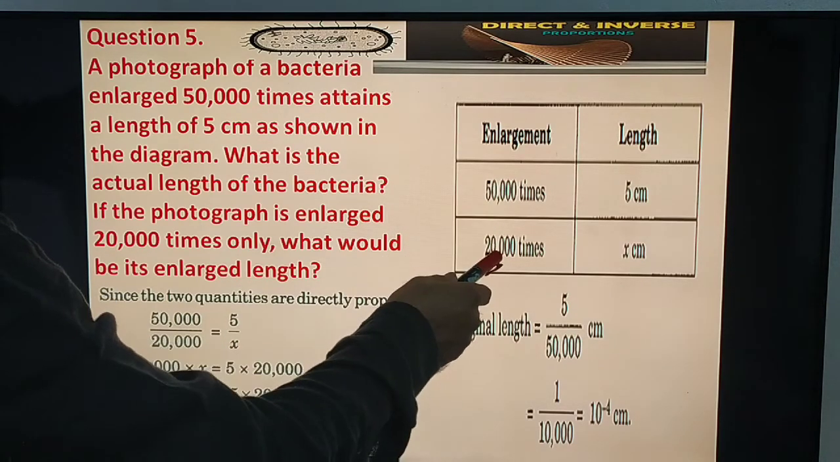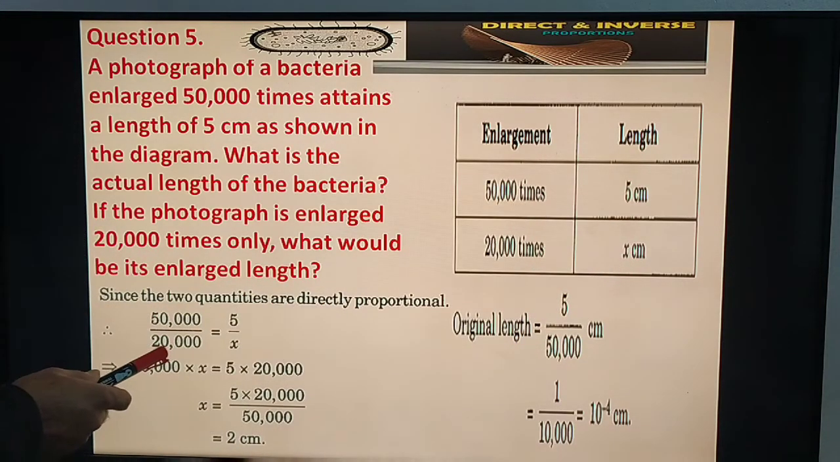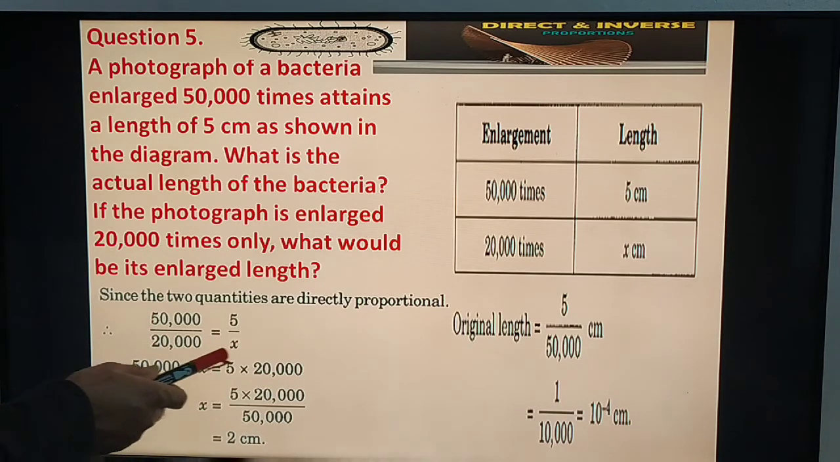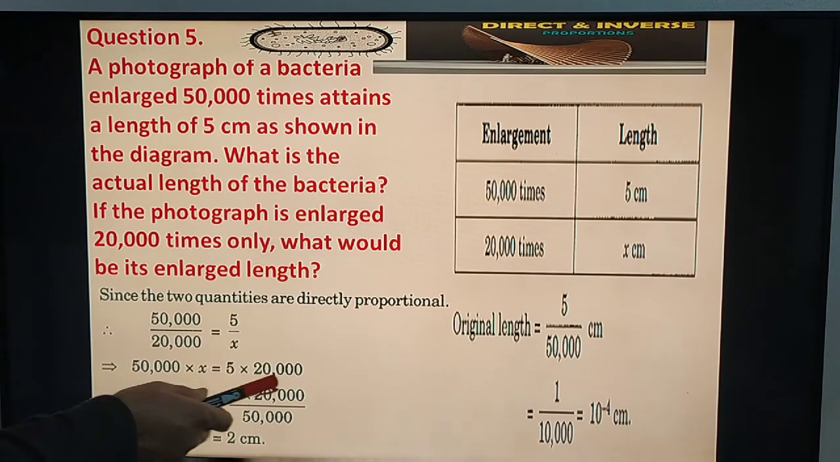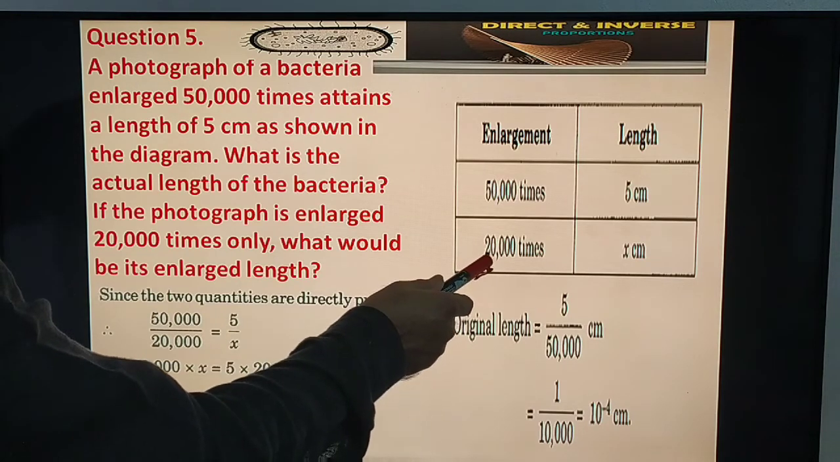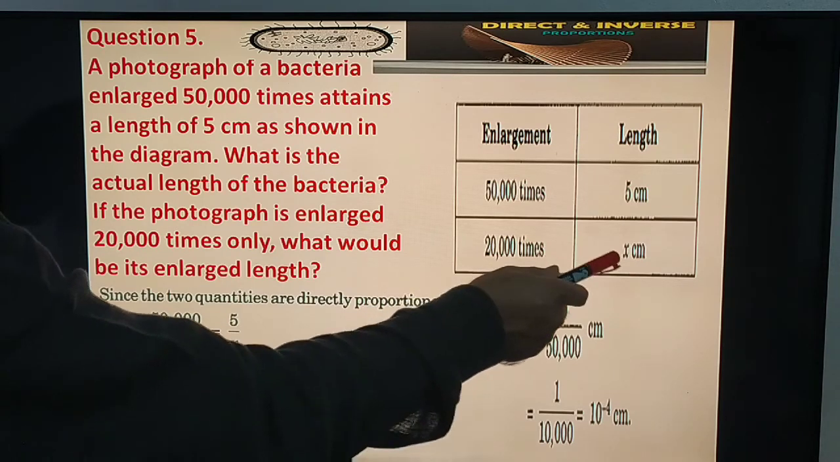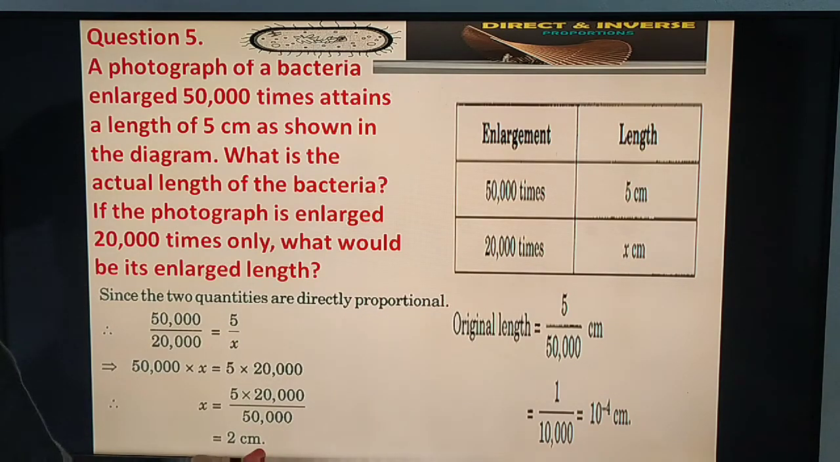So these are 50,000 and 20,000, and these two quantities are in direct proportion. So 50,000 by 20,000 is equal to 5 by x. If you do cross multiplication, then 50,000 x equals 5 into 20,000. So x equals 5 into 20,000 divided by 50,000, that gives 2 centimeters. So if the photograph of the bacteria is enlarged by 20,000 times, then it achieves a length of 2 centimeters.